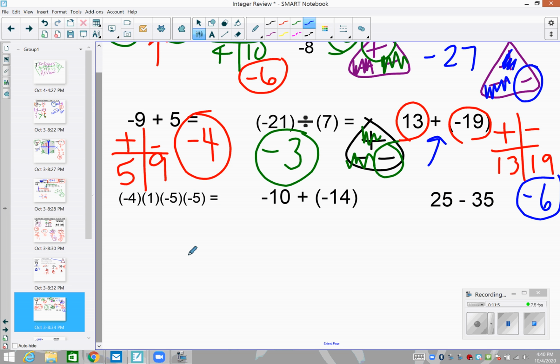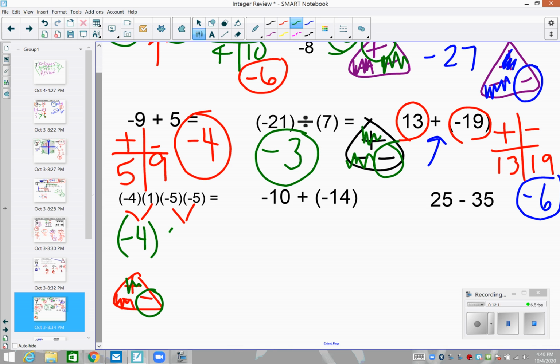All right, so next row. In this next row, we're going to chunk these into 2 sections. So we have 2 triangle problems here. So when I do that, I get negative 4, positive 1. The result of that is negative 4.